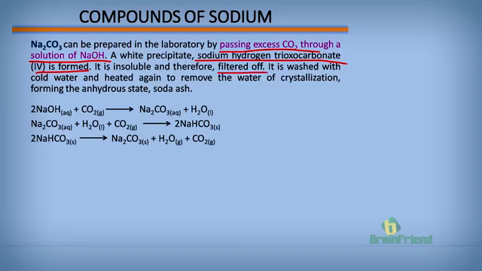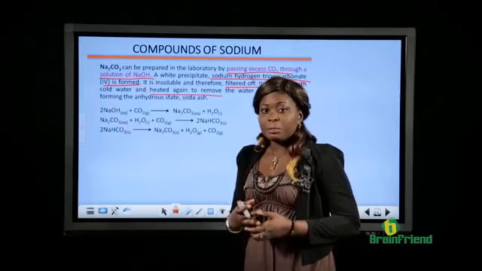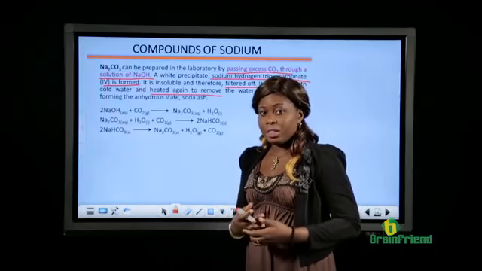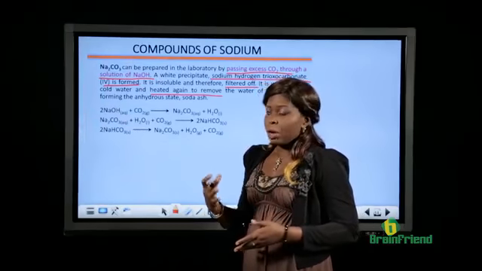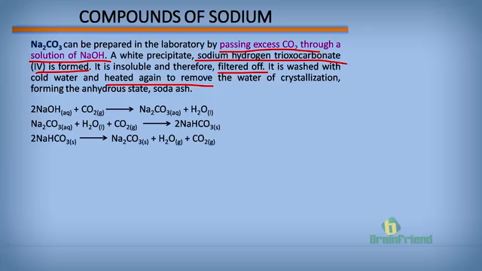When it is filtered off, it is washed with what? Cold water and heated again to remove the water of crystallization. So when sodium hydrogen trioxocarbonate(IV) is formed, it is filtered off, and then washed with cold water. After washing with cold water, it is heated again so that the water molecules can evaporate. And when that happens, the anhydrous form is gotten, the soda ash.